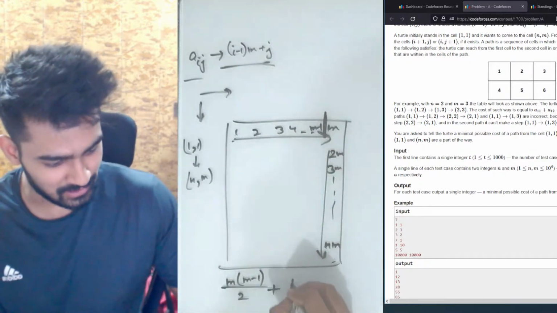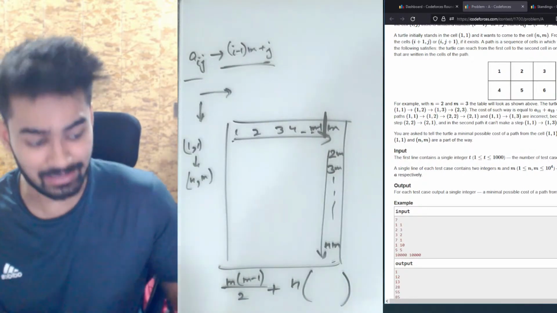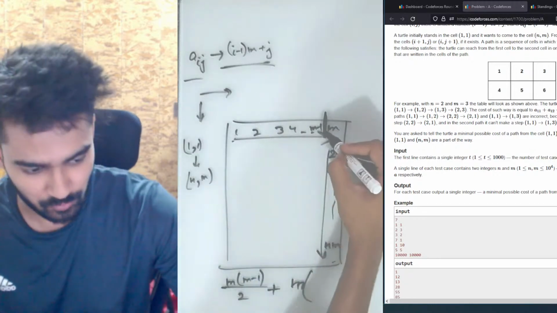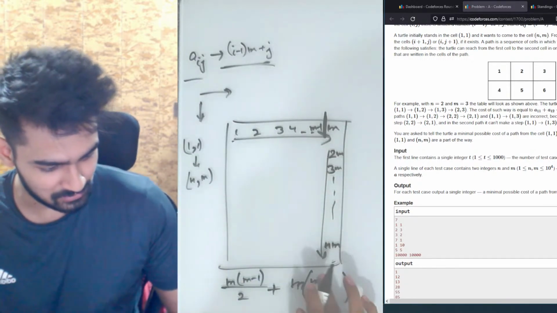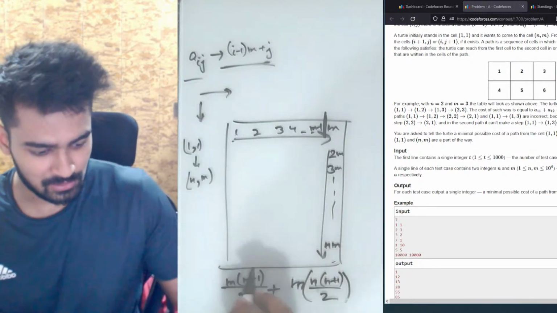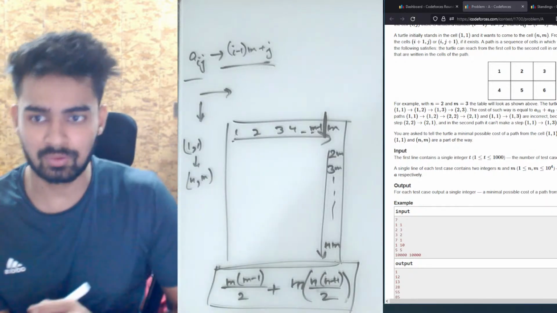The sum of this is actually m times the sum of first n natural numbers, because it is 1m, 2m, 3m, and so on till nm. So this is actually going to be m times n into n plus 1 by 2. If you find the value of this, that will be the minimum possible sum for the turtle to go.